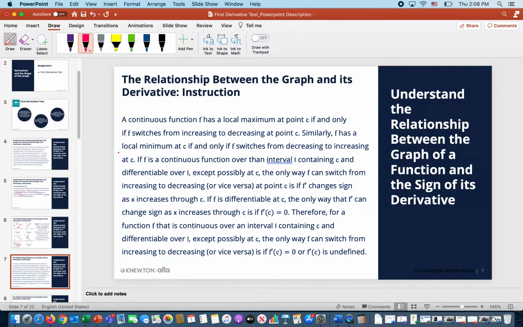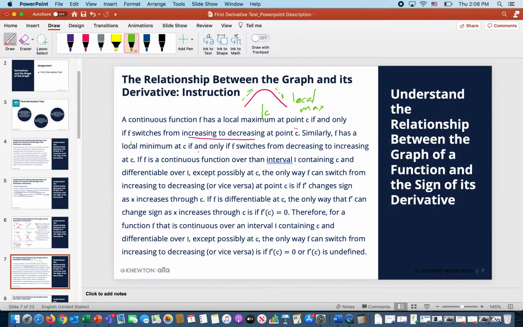So here's some information that you might want to take the time to read. A continuous function has a local max if and only if f switches from increasing to decreasing. So what I want you to notice is if we have a function that was increasing and now that function is decreasing, we say that this x value c is a local max, okay, because we were increasing and now we are decreasing. So this would be a place where we have a local max.